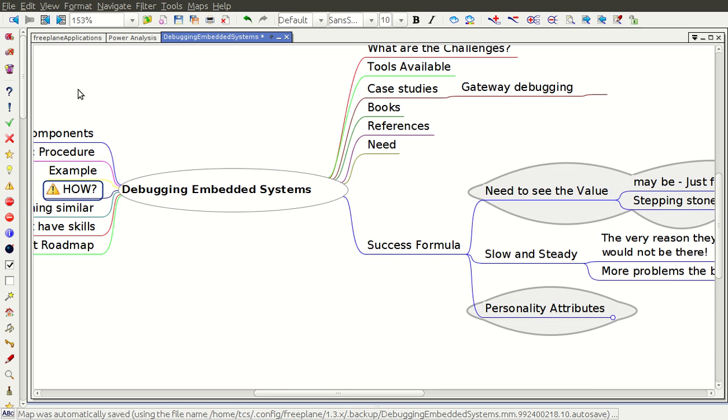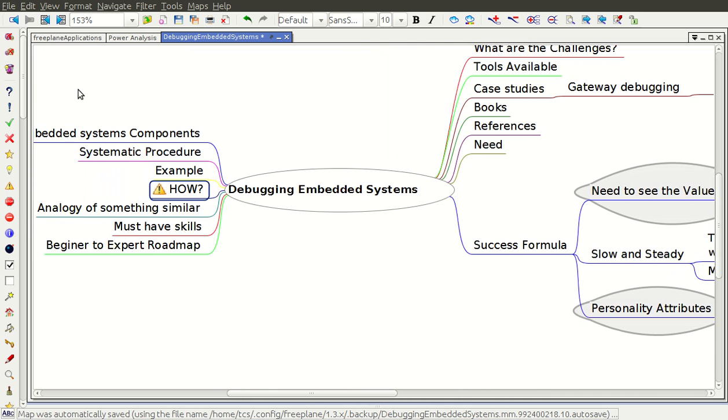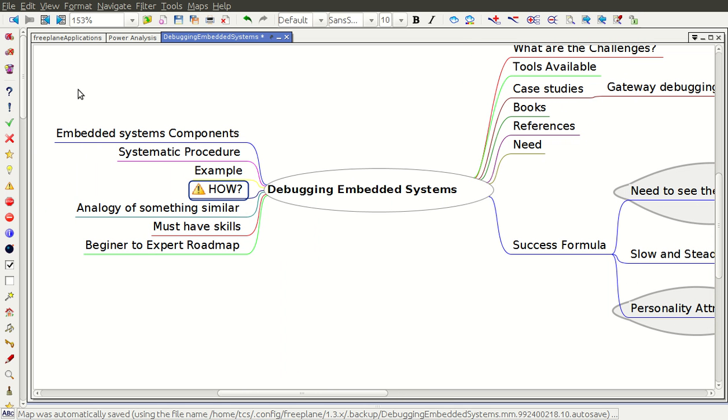So next we'll walk you through the other components that I have listed below in the coming videos.